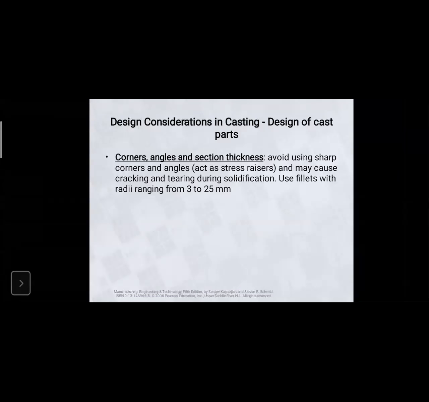So next one, design considerations in the casting, design of the cast parts. So corners, angles, and section thickness. In the previous first unit, we learned that sharp corners and angles are not to be encouraged. The section thickness must be somewhat medium; it must not be very, very thin. So sharp corners must not be encouraged, and whatever things are to be used, that has to be considered.